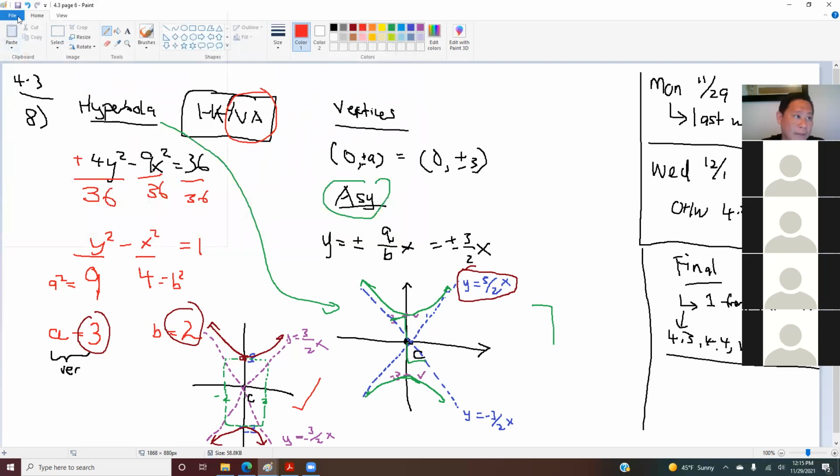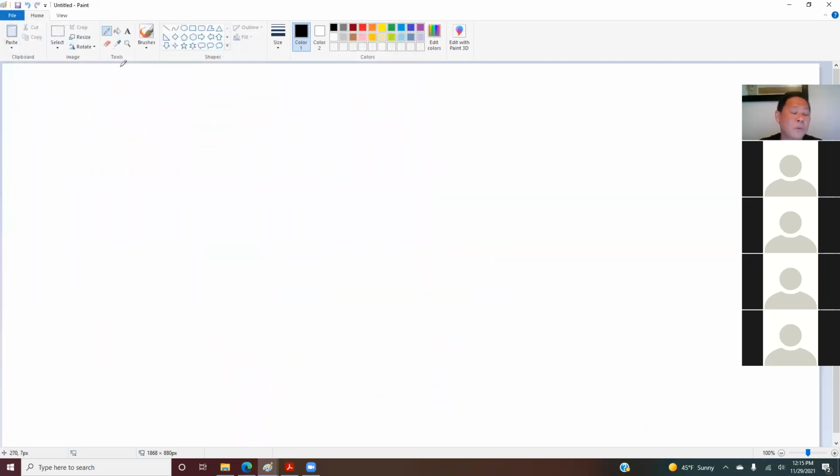So let me do a summary of what we have. In order for you to have a circle, both your x squared and your y squared are positive. So this is how we figure out a circle here. Okay. To have a parabola, one of these will be squared. So one of your variables will be squared. Okay. So this is your parabola.